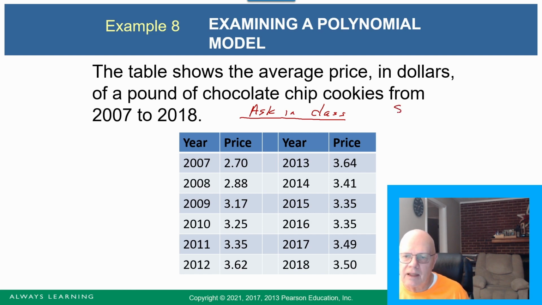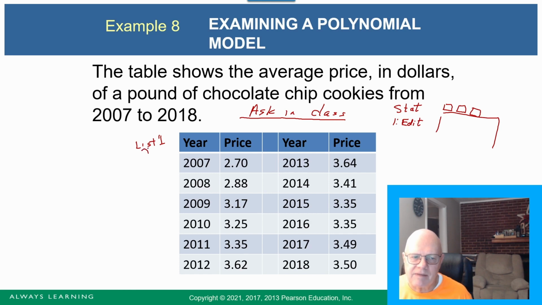Just to give you an idea, one of the things you're going to do is hit the stat key on your calculator. Then you're going to choose one, which is called edit. And what you're going to do is put these numbers in. For the x's, list 1. That's first in this table that you'll see. List 1 is here, list 2, list 3, and so on. In list 1, you're going to put the x values.